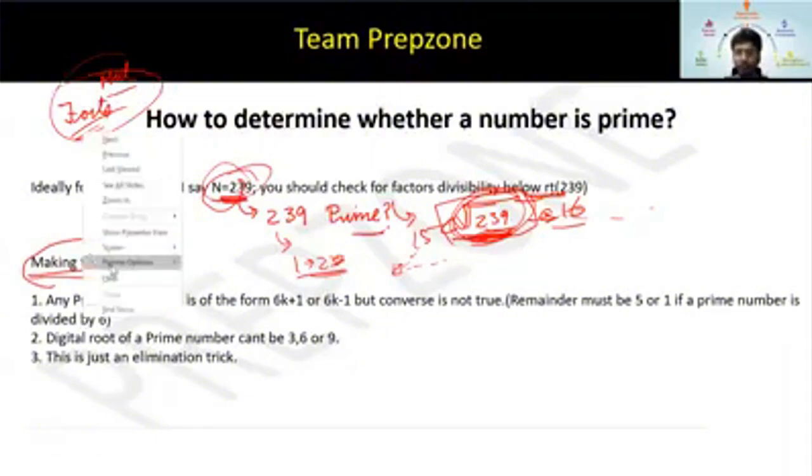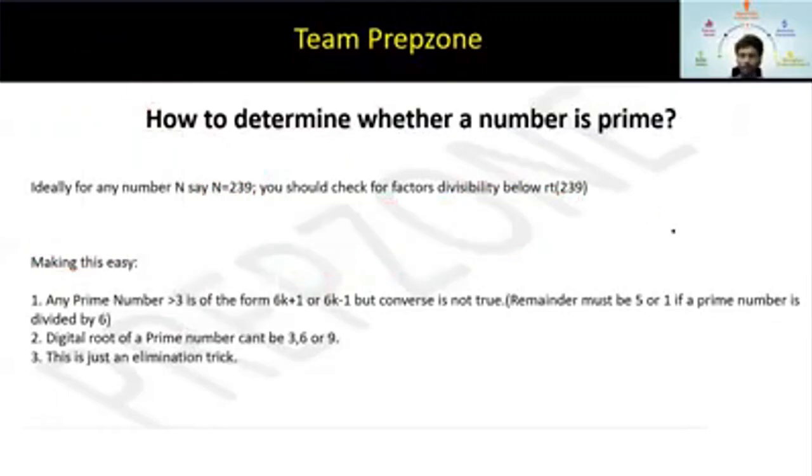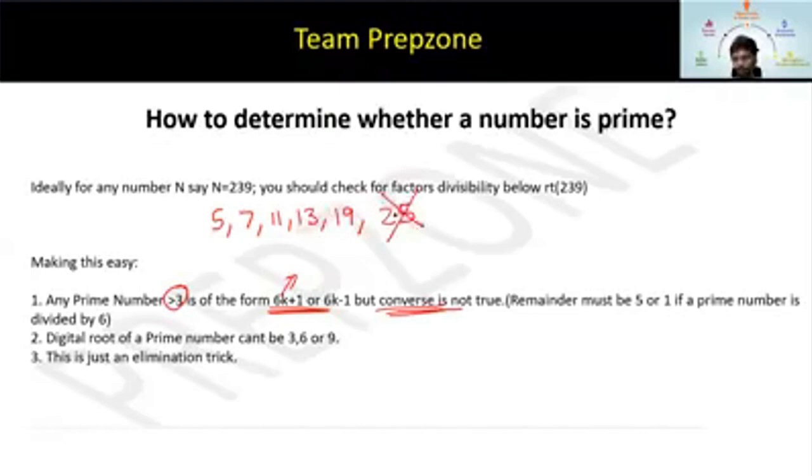How to determine whether a number is prime or not? You can do this by two simple methods. Just remember this thing: any prime number will be of the form 6k plus minus 1. Any prime number is of this form only, but the converse is not true. For example, any prime number greater than 3: 5 is a prime number, 7 is a prime number, 11, 13, 19 are prime numbers, 25 is not a prime number.